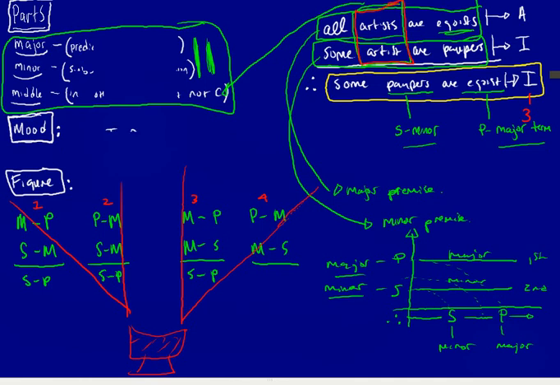Here you have the mood, so you can now figure out the mood and the figure of the syllogism. And here you can figure out the standard order. All this information will come in very helpful when thinking about syllogisms.